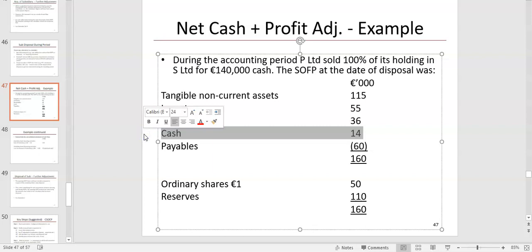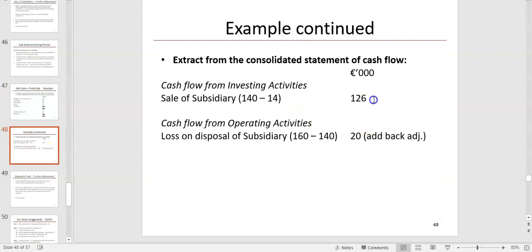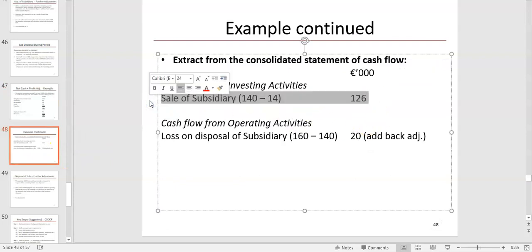So I'm up 140 and I'm down 14, which is a net cash proceeds, the opposite of your net cash cost of 126. And that will be a cash inflow in investing activities. So things like that are quite useful in terms of getting an idea of what way to lay it out. Disposals, you have to watch out for a profit or loss on disposal.